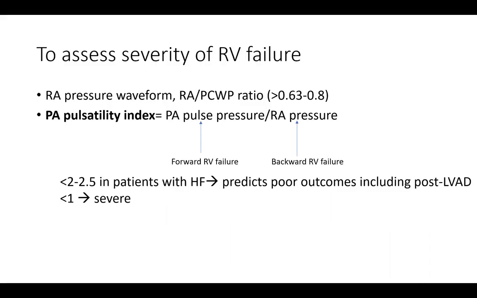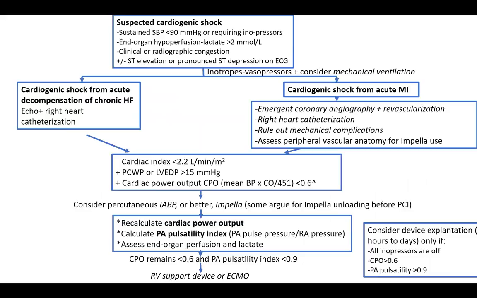Normally it's over 2 to 2.5. It's called very severe when it's less than one. Below 2 to 2.5 predicts poor outcome in post-LVAD patients. And those are cases where we need to consider RVAD or be ready to implant RVAD after LVAD. They have a high risk of RV failure afterward. It's also used in cardiogenic shock management to decide about placement of an RV impeller or ECMO.